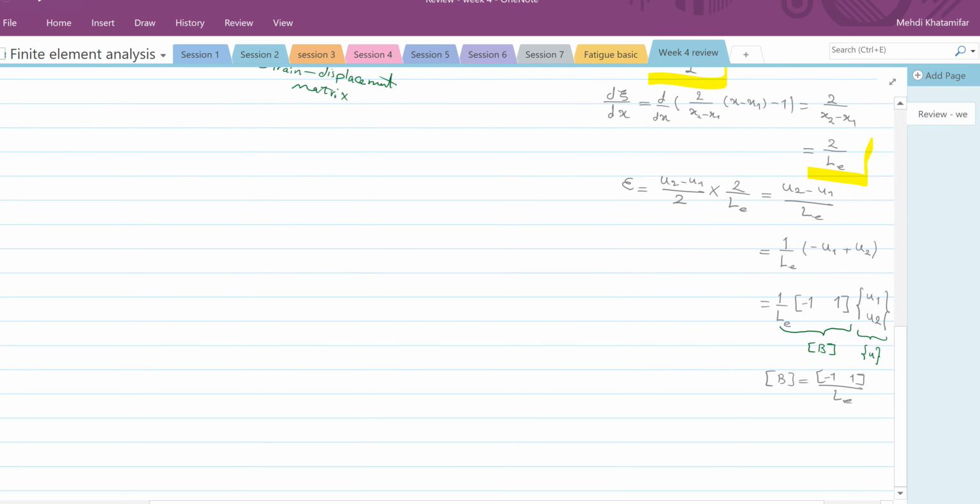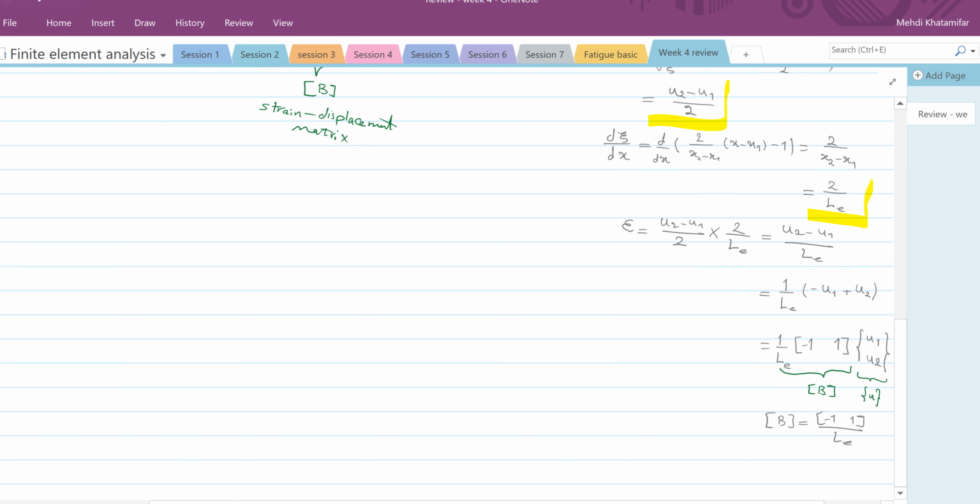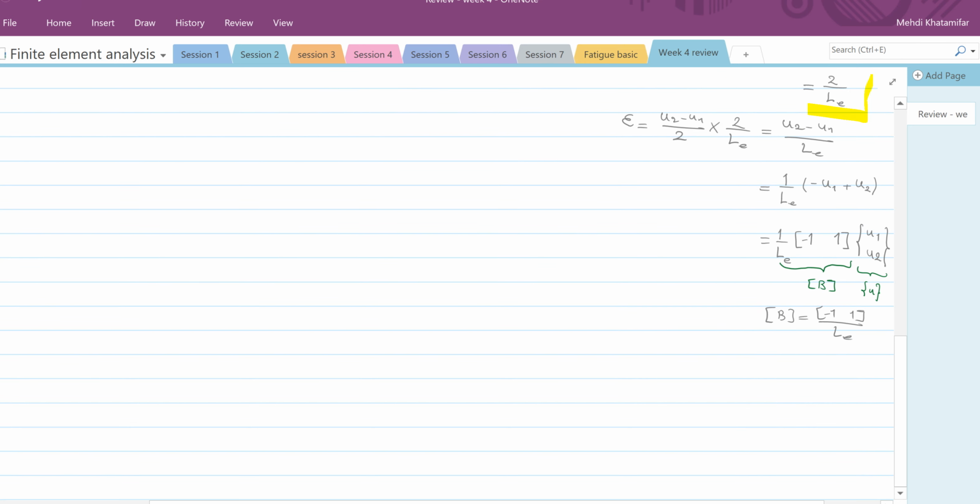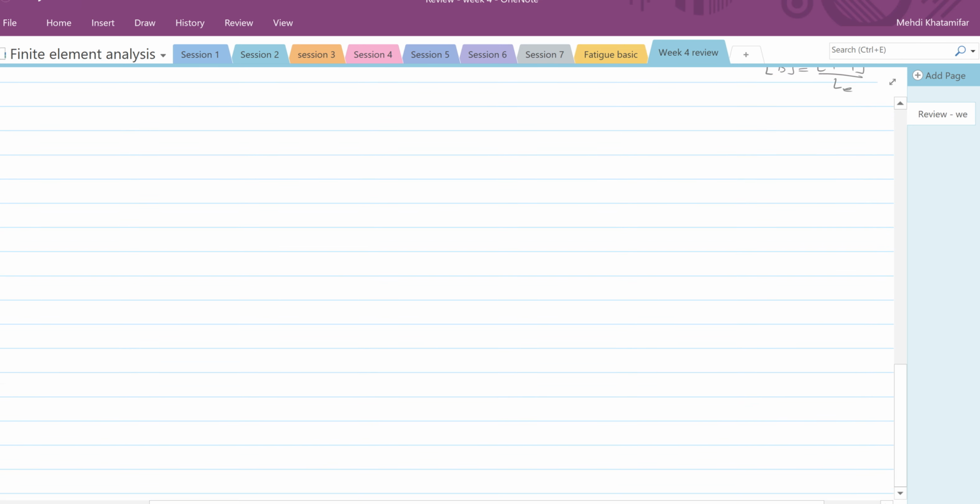All these calculations were for the linear case, when we had just 2 points, left and right side. Then I introduced another shape function, and I called it quadratic shape function. And I gave you a formula to extract this quadratic shape function.